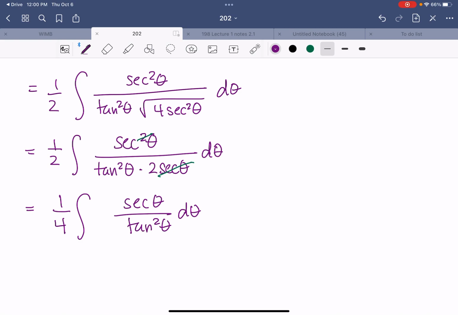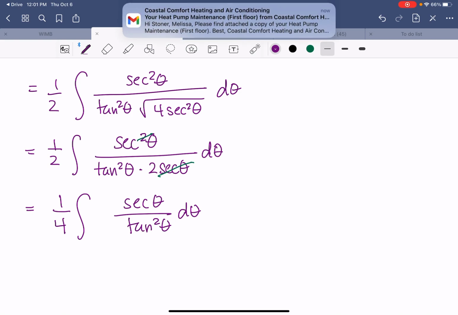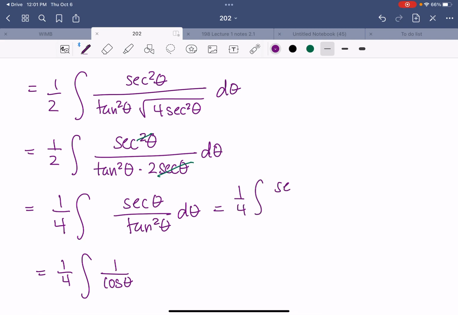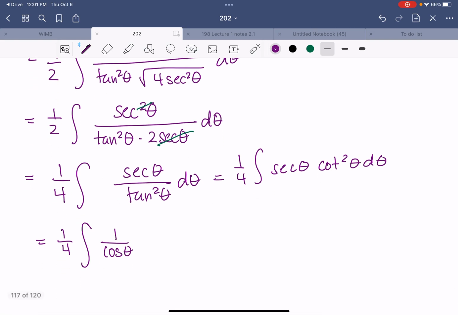Okay. And now I've gotten myself back to just a traditional trig integral. Typically, whenever I don't have something that cancels nicely, I think about switching to sines and cosines. So this is the following. 1/4, secant is 1 over cosine. Tangent is 1 over cotangent, so this is the same as 1/4 secant theta times cotangent squared theta, d theta. And cotangent squared is cosine squared over sine squared, d theta.